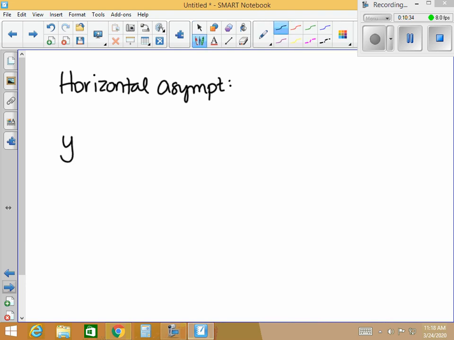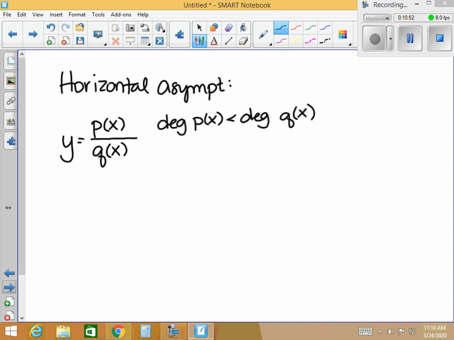But if we have a function, let's stick with p of x over q of x. If the degree of the top is less than the degree of the bottom, then the line y equals 0 is going to be your horizontal asymptote. Horizontal means left and right.